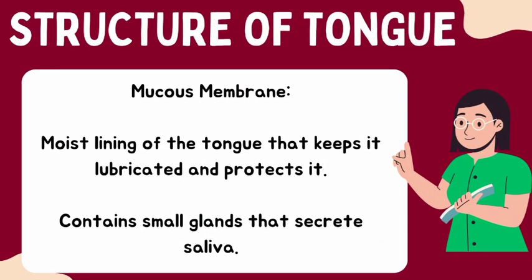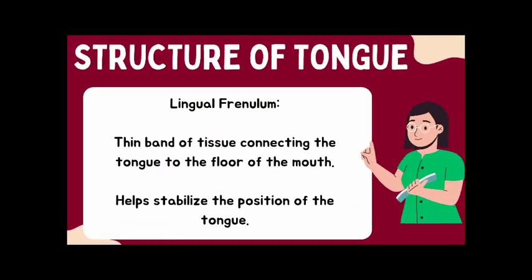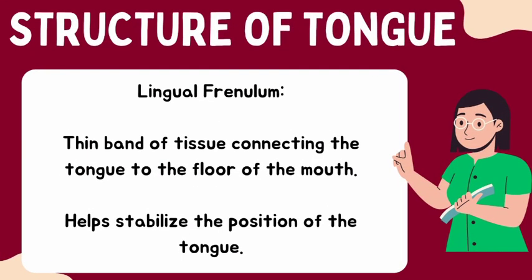Now the third in structure is mucous membrane. It is the moist lining of the tongue that keeps it lubricated and protects it. These contain small glands that secrete saliva. Fourth is lingual frenulum. This is the thin band of tissue connecting the tongue to the floor of the mouth. It helps stabilize the position of the tongue.